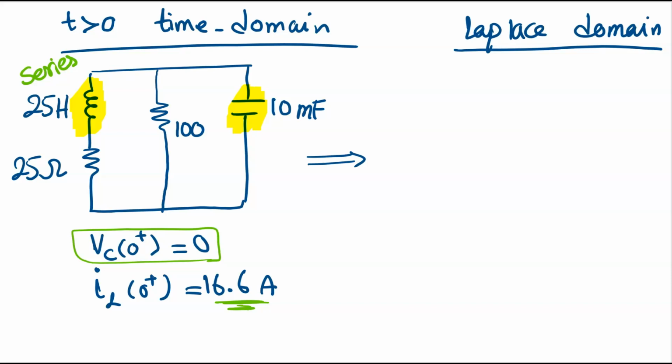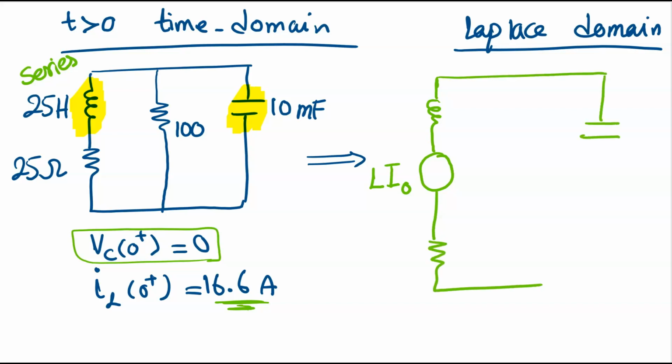So I'm going to go with series equivalent here. I'm going to have the inductor and then its voltage source, which is supposed to be L multiplied by initial current. So I have the voltage source here, and then I have the resistor at the end, and I have the capacitor and resistor in parallel. So this is my circuit in Laplace domain.